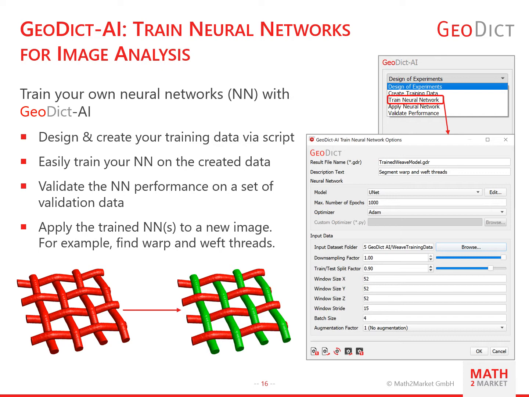The example on this slide shows the results of a net which was trained to find the warp and weft thread in a weave. The training data for this net was created with WeaveGeo. Applying the net, the solid voxels get different material IDs for warp or weft threads.